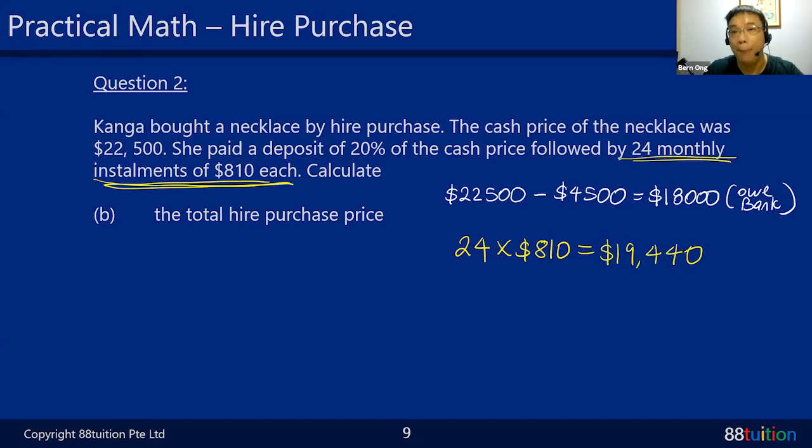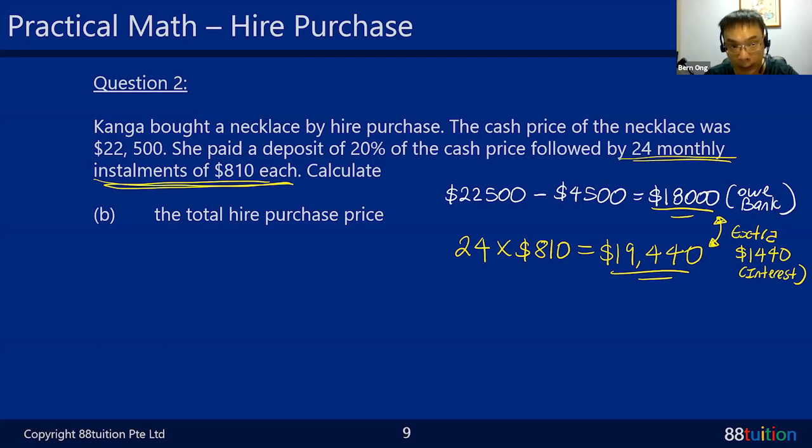That will be 19,440. But she only borrowed 18,000. How come she must pay this amount? That's the interest. Can you see there's an extra? There's an extra of 19,440 minus 18,000, which is 1,440. And this extra is called interest. As I say, the bank is not your friend. The bank will charge you interest in order to get something more from you.